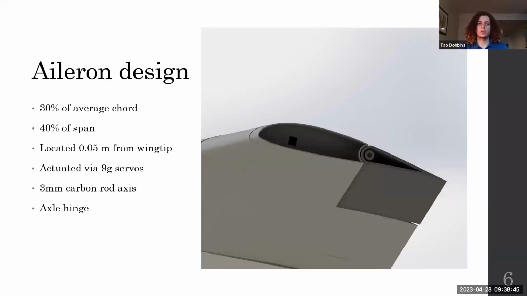All right, moving on to aileron design. Our ailerons consist of 30% of our average chord and 40% of our span. Our ailerons are actuated via 9-gram metal gear servos, just like all of our control surfaces, and they pivot around a 3mm carbon fiber rod axle. And this allows for deflection angles of 30 degrees in both the positive and negative direction.